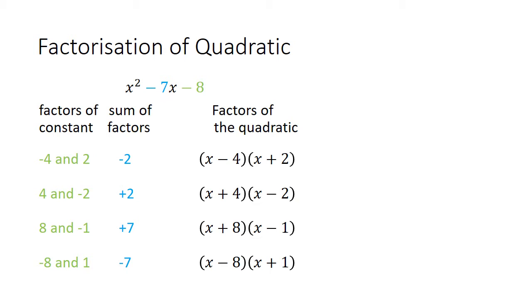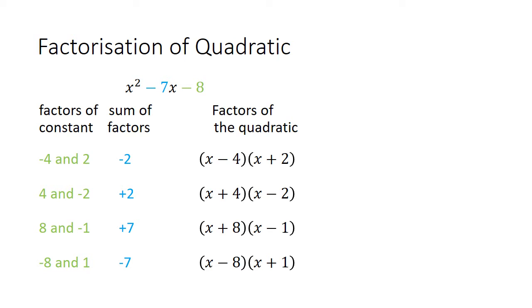We try out another pair. This time we do the opposite, plus 4 multiplied by minus 2. These add up to plus 2. They will give us the factors x plus 4 multiplied by x minus 2. But once again, they're not correct because the sum of the factors, plus 2, is not equal to the coefficient of x. We'll try out another set of factors.